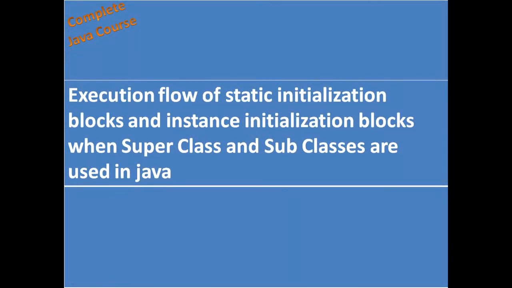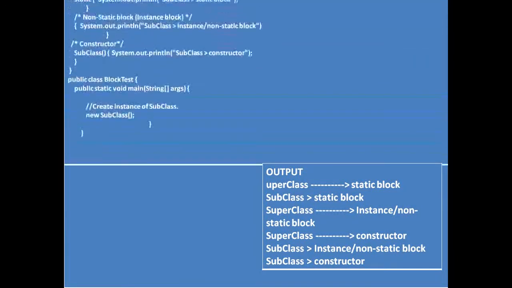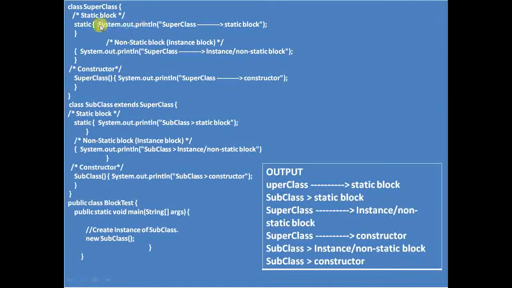Now the execution flow of static initialization blocks and instance initialization blocks when a superclass and subclass are used in Java. Okay, now the parent class also has an instance block and static block, and the subclass also has. Then what is the flow of execution? In this case, suppose these are the parent class, the superclass, and a child class. The parent class has a static block, instance block and constructor, and the subclass also has a static block, instance block and constructor.